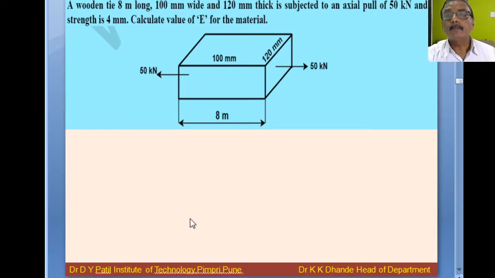Next numerical: a wooden tie 8 meter long, 100 mm wide, 120 mm thick is subjected to an axial pull of 50 kilonewton and its elongation is 4 mm. Calculate the value of E for the material. E is nothing but the modulus of elasticity. The figure is given: 50 kilonewton tensile force is acting, 8 meter length, 100 mm wide and 120 mm thick.